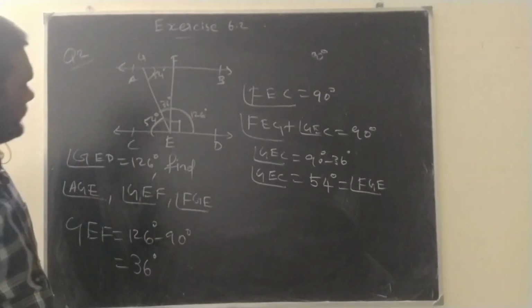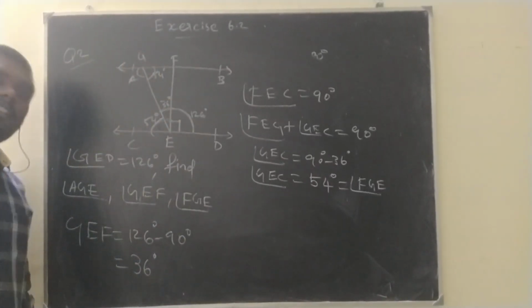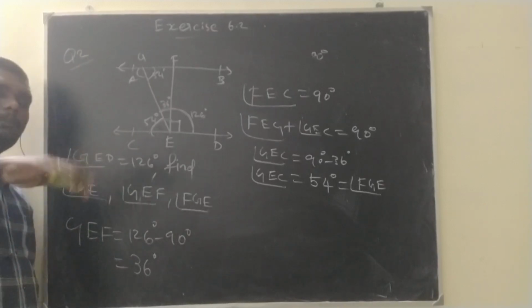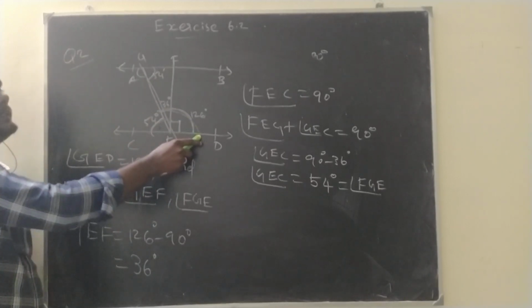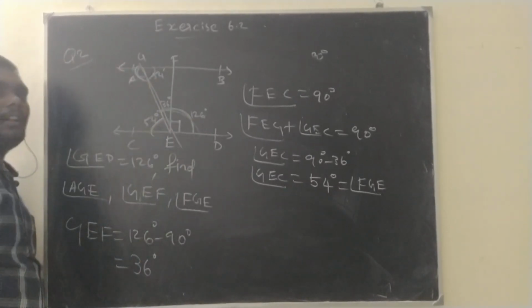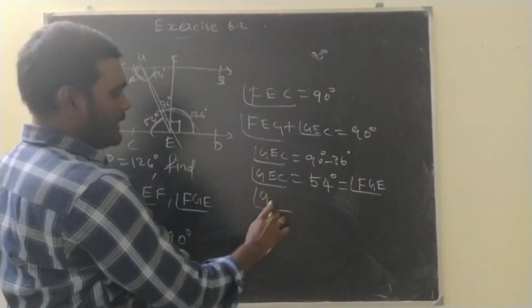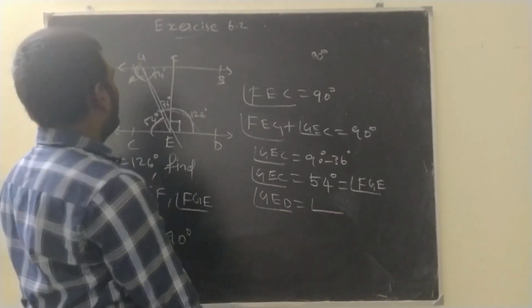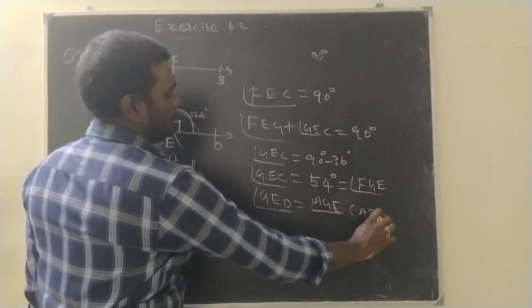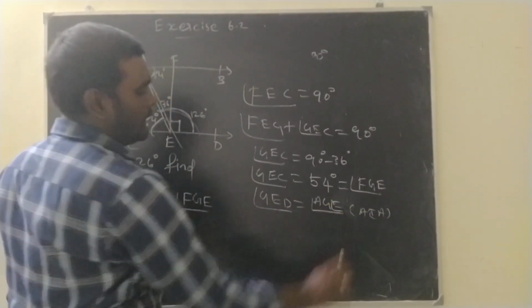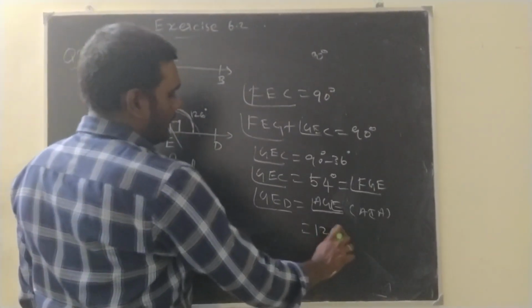Now how to find this AGE? This half we need to find. Using the linear pair also we can say, or simply, see, this is transversal, this is 126, then this other half is alternate interior angles. So we have angle GED is equal to angle AGE, because they are alternate interior angles. So that is equal to 126 degree. That is it.